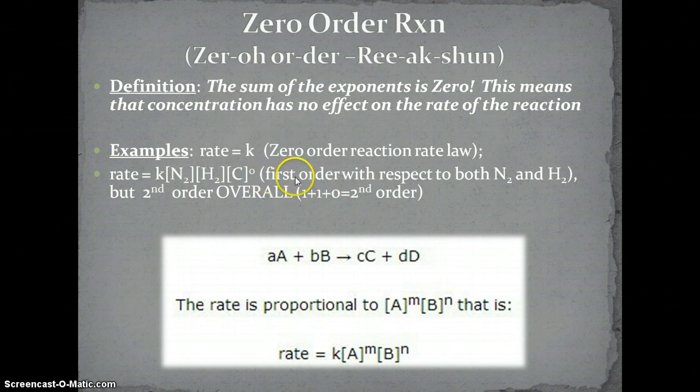So here, again, it's first order with respect to nitrogen and hydrogen, and 0 order with respect to carbon. It's still second order overall, but we can say that it's 0 order with respect to carbon. The concentration of carbon has no effect on how fast this reaction goes.